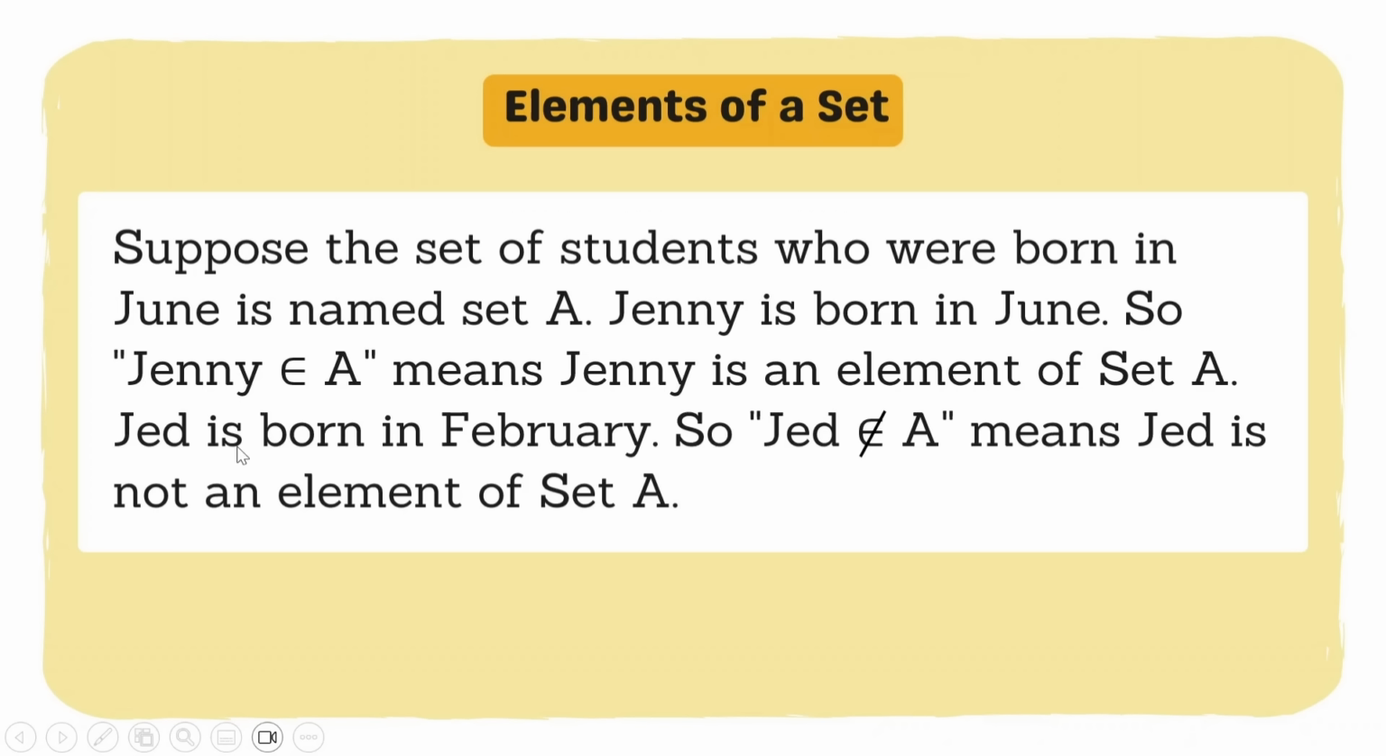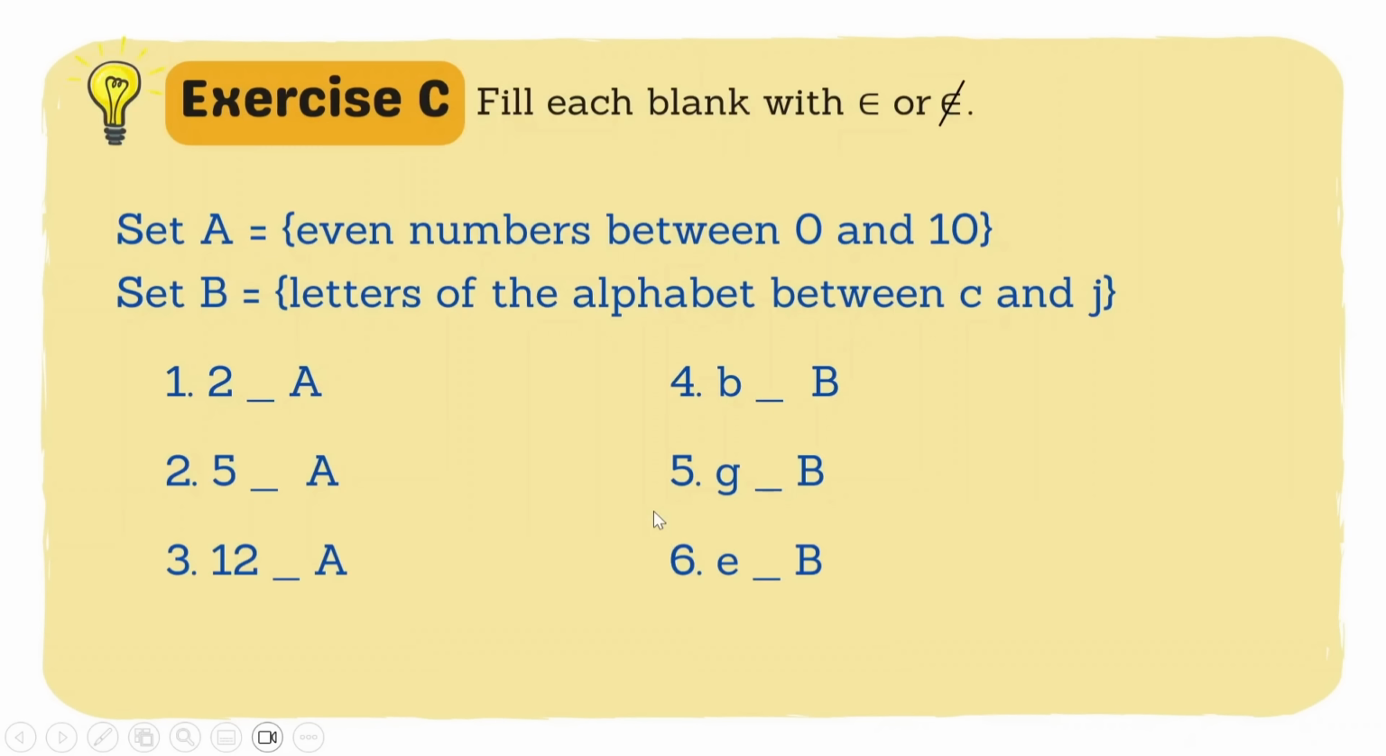Next, Jed is born in February. So, kasama ba siya sa set A? Hindi po. So, we write Jed is not an element of A. Okay? That means Jed is not an element of set A. Let's have an exercise para po mas ma-practice natin. You can pause this video. Pwede nyong sagutan muna on your own. Then you can come back. Alright, sige. Let's have the answers.